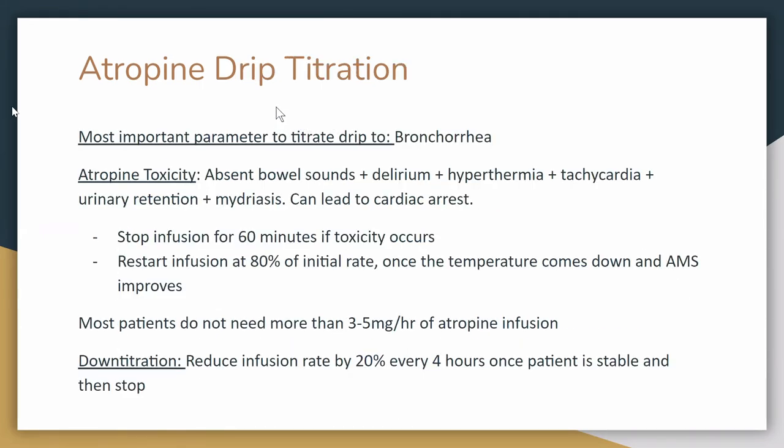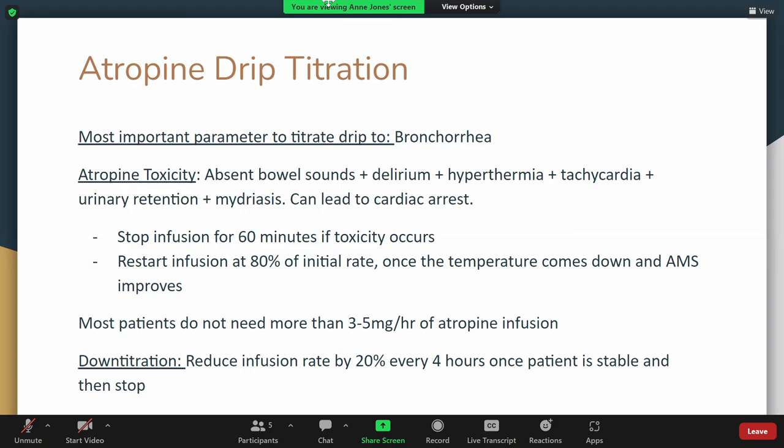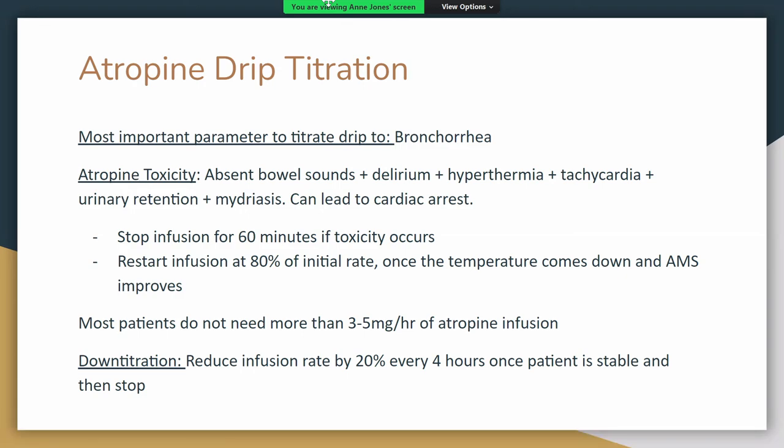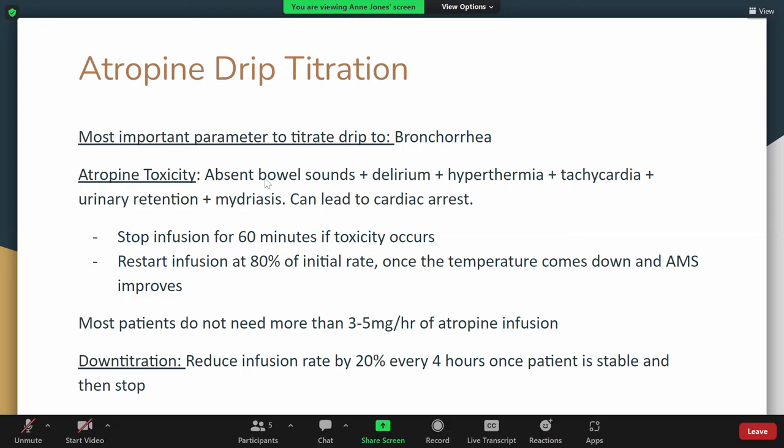So how do we know how to adjust our drip dosing? The most important parameter to titrate the drip to, again, is your bronchorrhea. You have to watch out for atropine toxicity, which is not as important in the acute setting where your patient's dying and I have to give them boluses. But once you get them to that level where they're stable on the drip, then you really have to worry about this. So if you start noticing that your patient's becoming tachycardic, or they have dilated pupils, or they develop a fever, then worry about atropine toxicity.